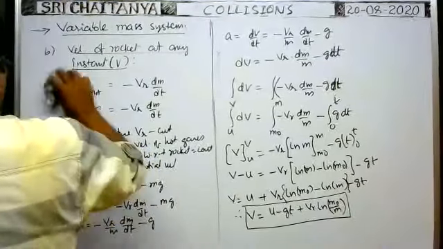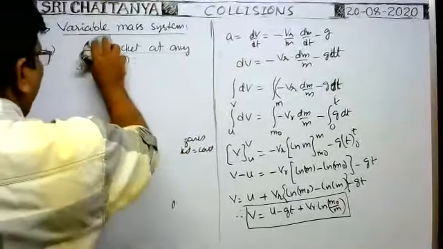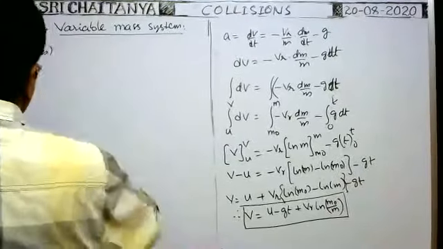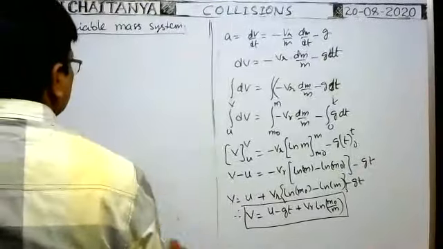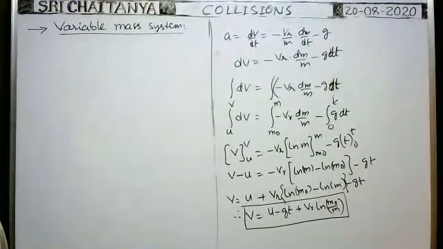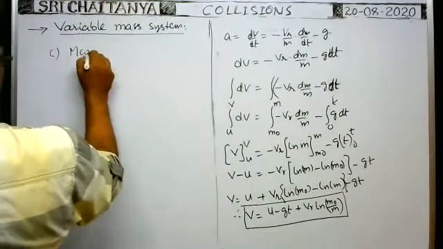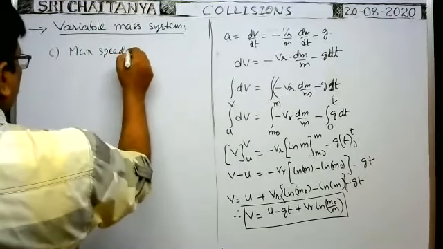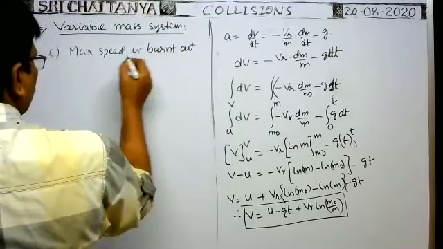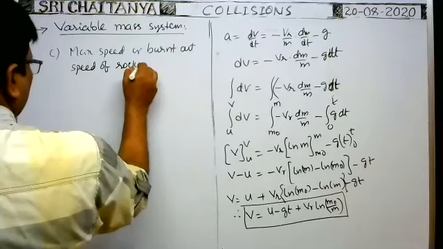burnt out speed we have to find. Burnt out speed means the maximum speed that can be acquired by the rocket. See, in the same rocket propulsion, the maximum speed or burnt out speed of the rocket, VB.